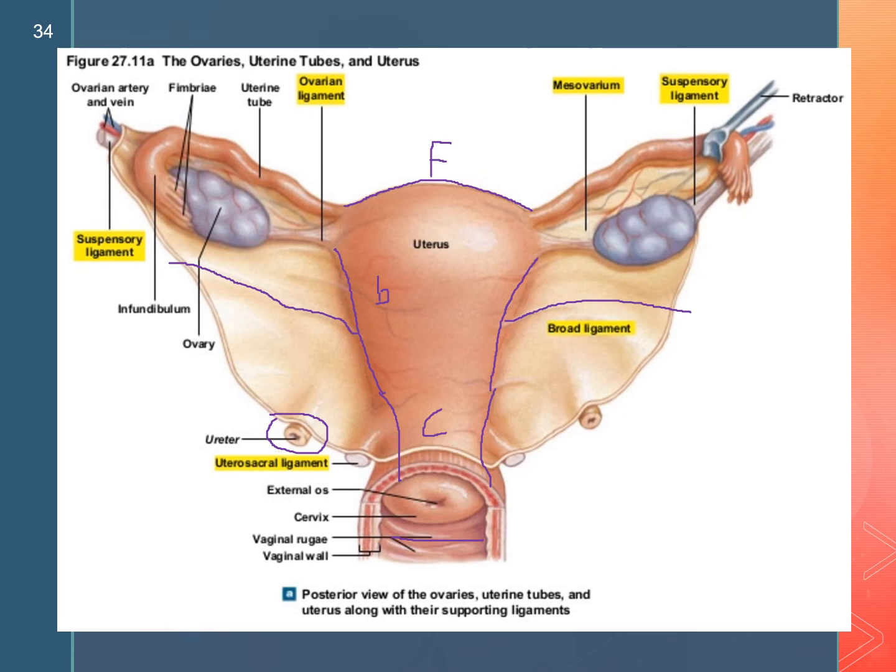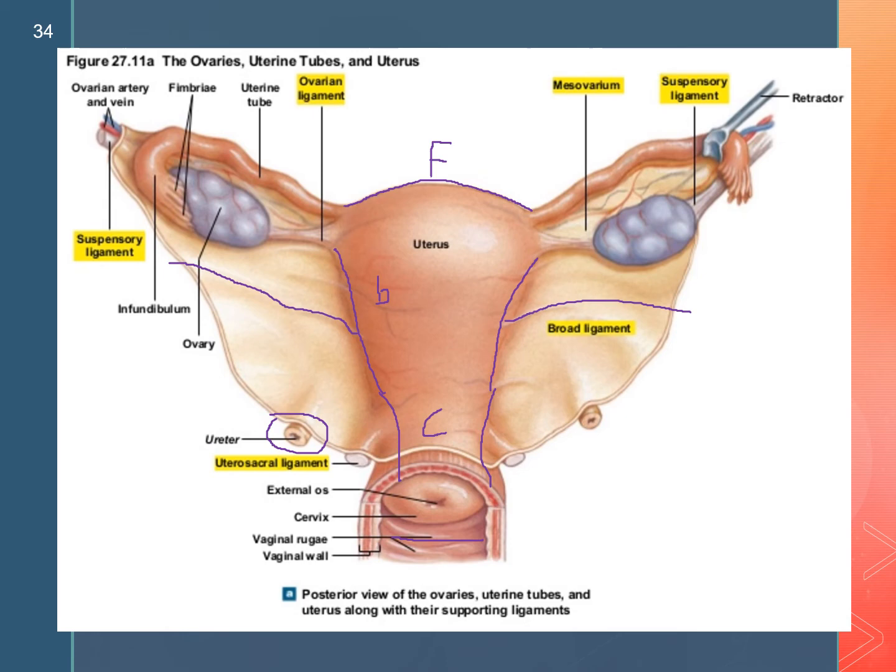Now, as far as some additional terminology that I forgot to mention previously, if we were to remove an ovary, it would be called an oophorectomy. If we were to remove a tube, it would be called a salpingectomy. And so sometimes we remove both, so that would be a salpingo-oophorectomy. And if we were to remove the uterus, that would be called a hysterectomy.